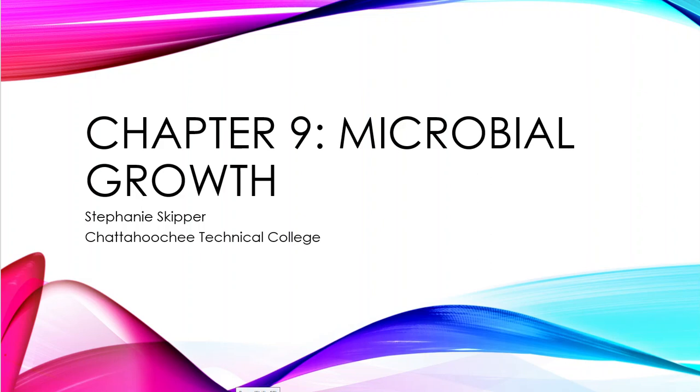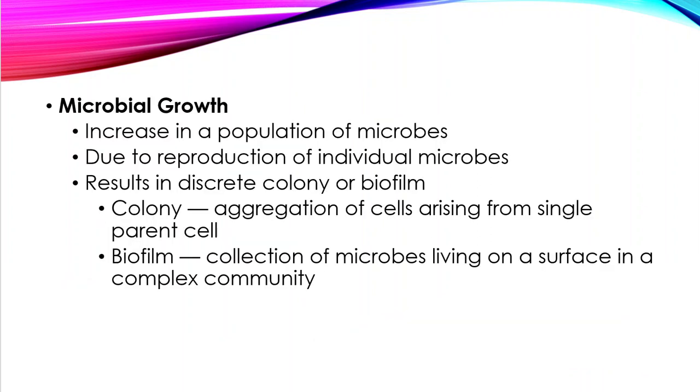Okay, guys, starting on chapter 9, talking about the way bacteria, or microbes, grow. When we're talking about growth in this sense, we're not talking about an individual, we're talking about population growth. And this is due to reproduction of the individual microbes, same way it is with folks, right? These guys can either be in a discrete colony, which is one of those things that you see on the petri dish, or they can be in a biofilm.